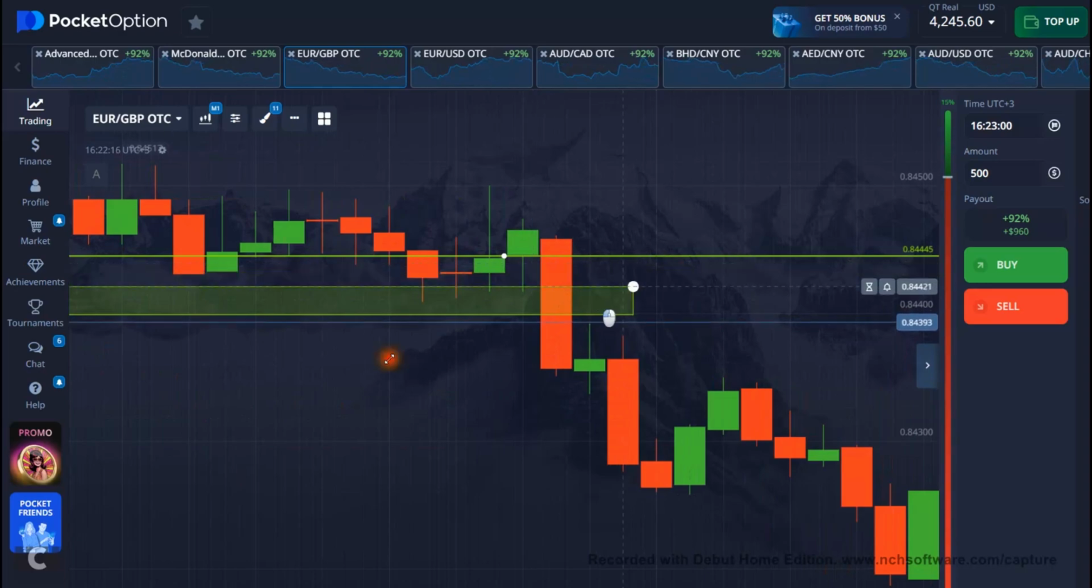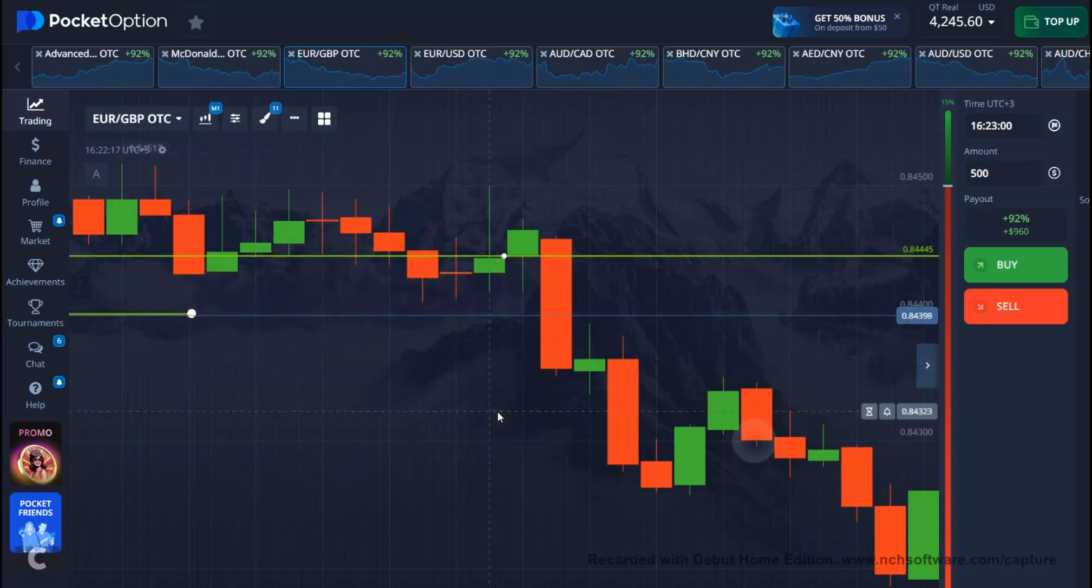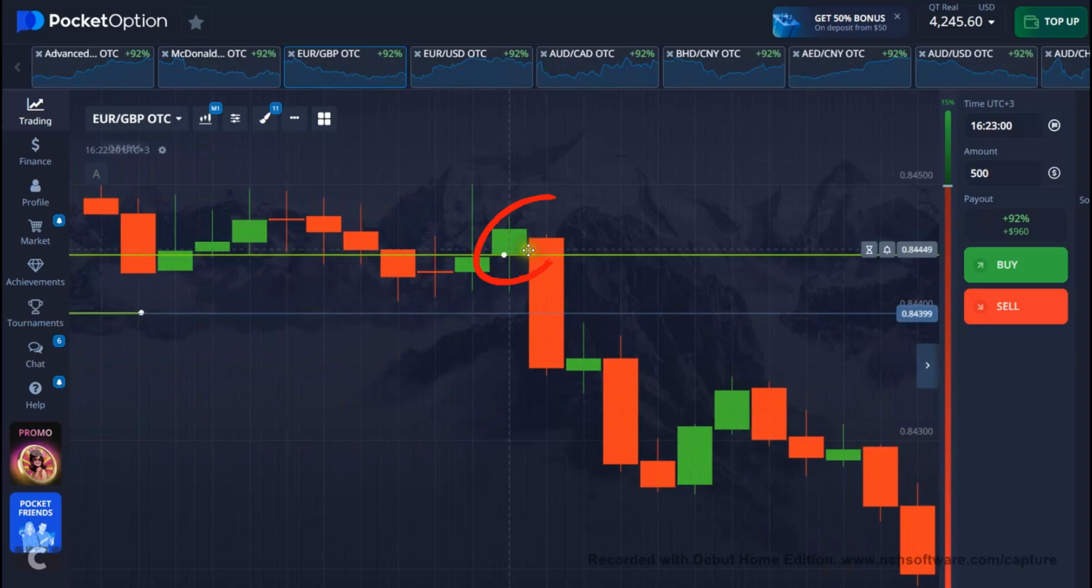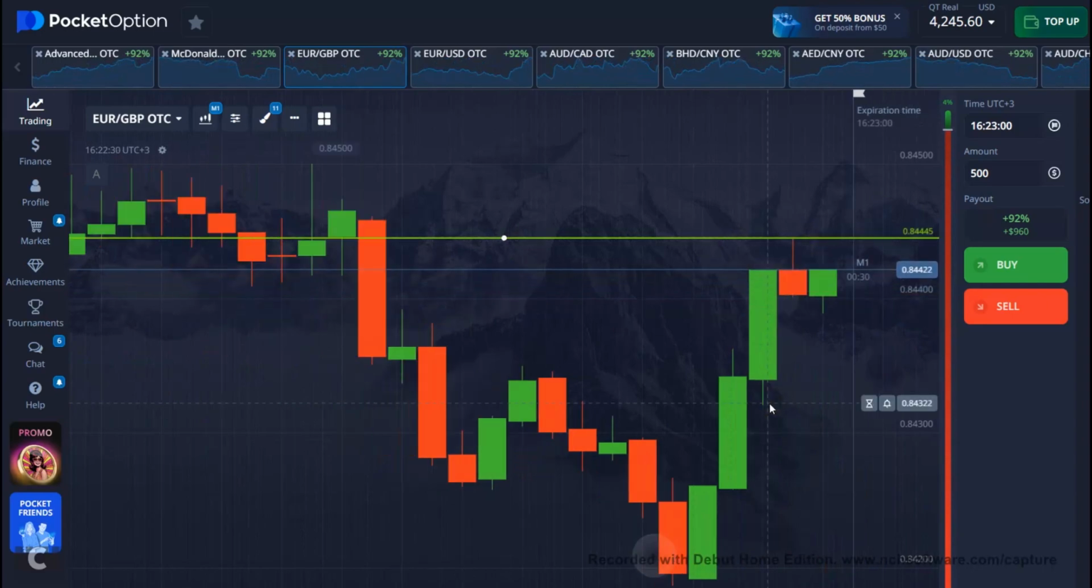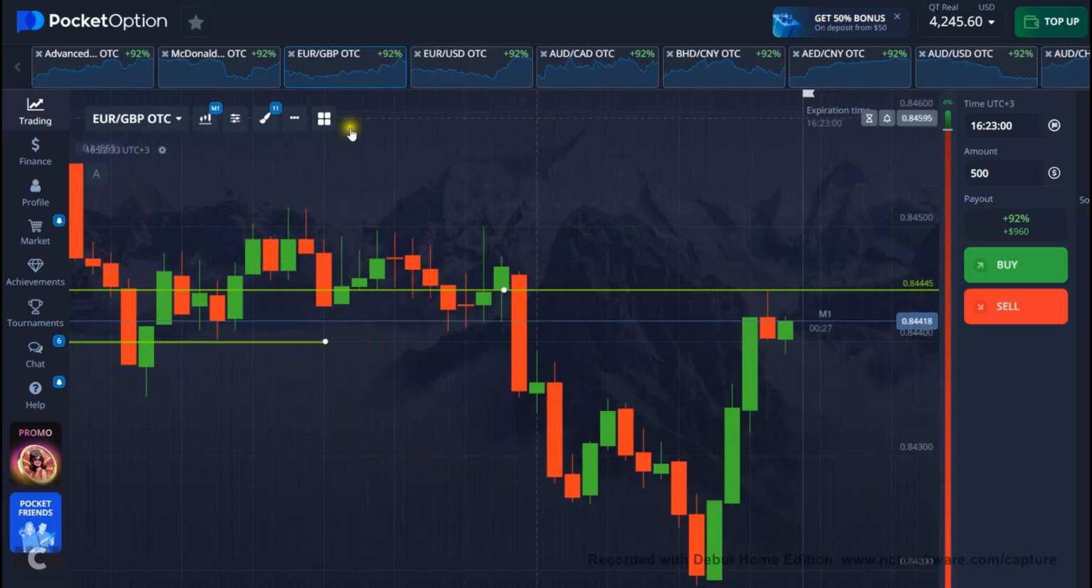Okay, let me remove this so that you can see well. So before we broke that we created this supply area. So I came here and labeled this supply area and waited for the market to come to this point, and once it came to the point I took a trade, and as you can see it closed in profit. So let me look for another opportunity.